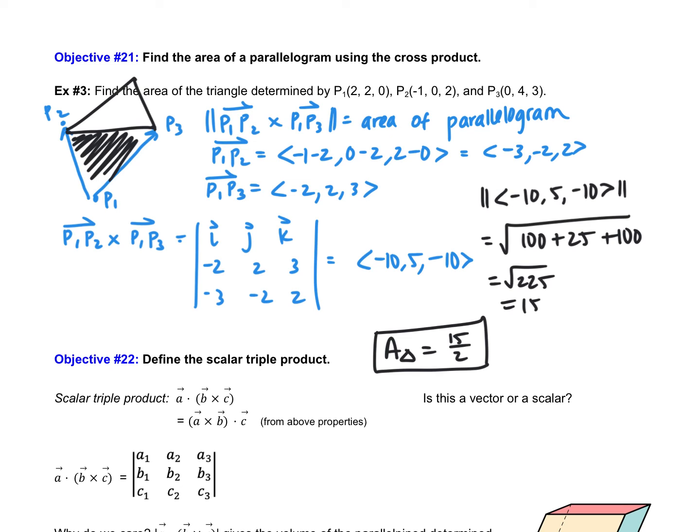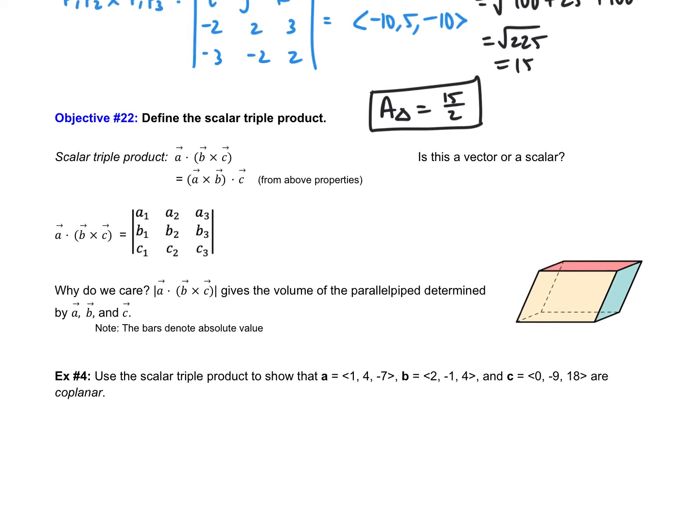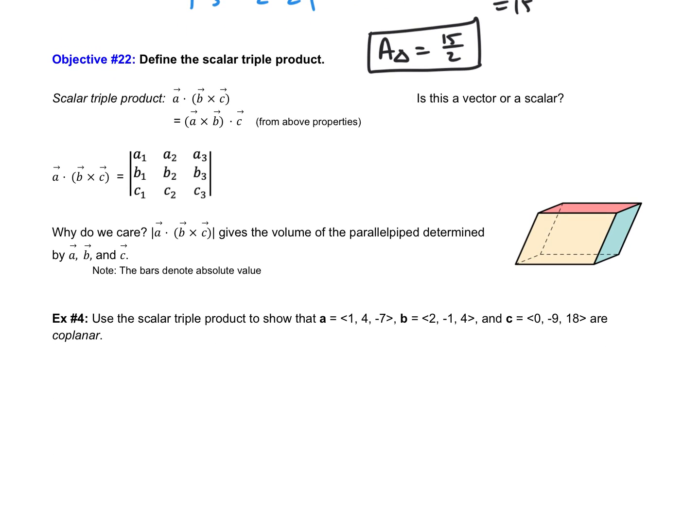Okay, so we're going to move on. Next thing that we're going to talk about, which is related to cross product, is what is called the scalar triple product. So the scalar triple product of 3 vectors comes when we dot A with the cross of B and C. Or from the above properties, we can cross A and B and dot it with C. So the first question is, is this going to give us a vector or a scalar? Well, we already know B cross C is a vector. So we're taking a vector, dotting it with another vector.